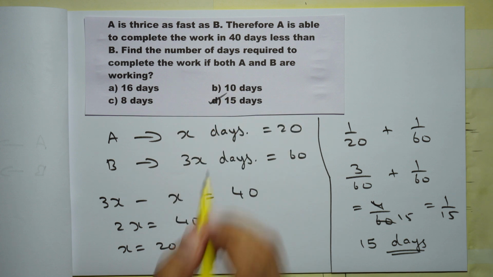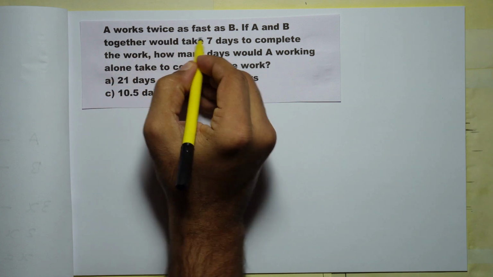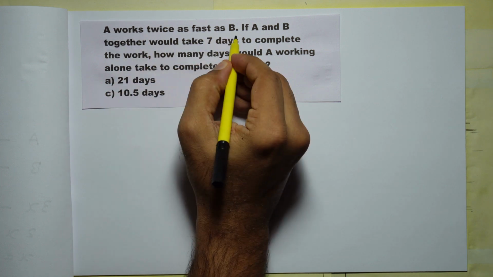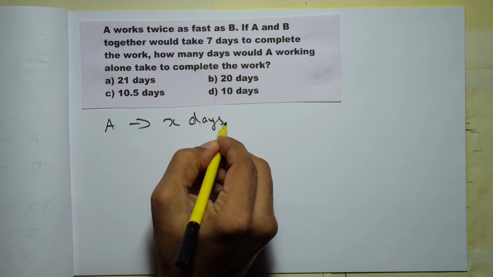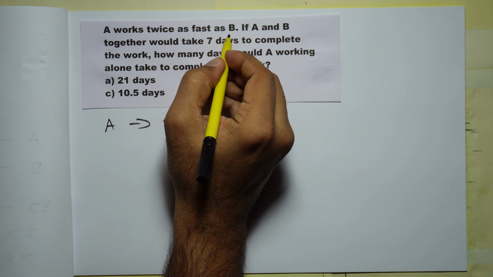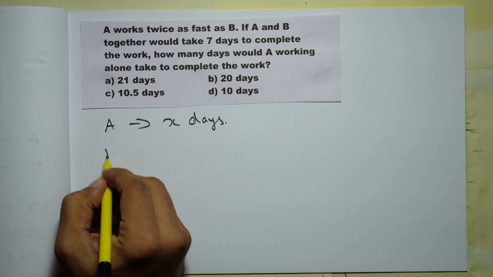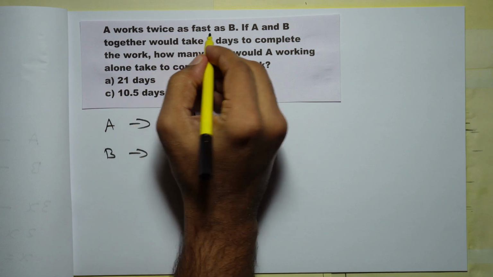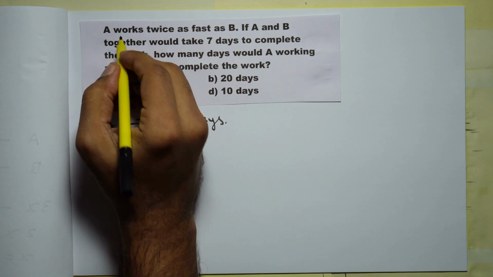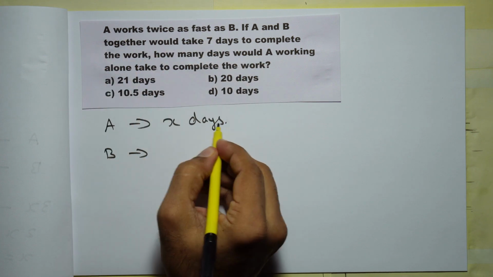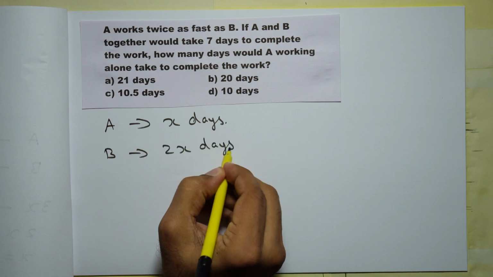That is option D. A works twice as fast as B. So we'll just represent that data. We will assume that A requires X days. Now A works twice as fast as B, or A will do 2 times the amount of work done by B. It also means that B will do only half the amount of work done by A, so B will require twice the time. If A requires X days, then B will require 2X days.